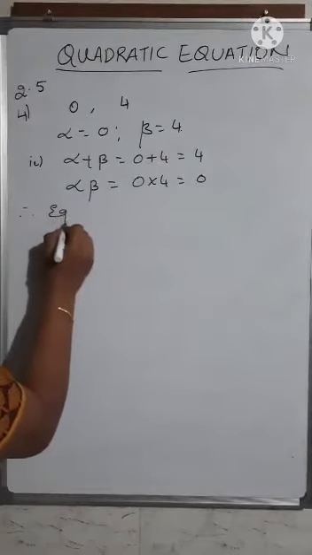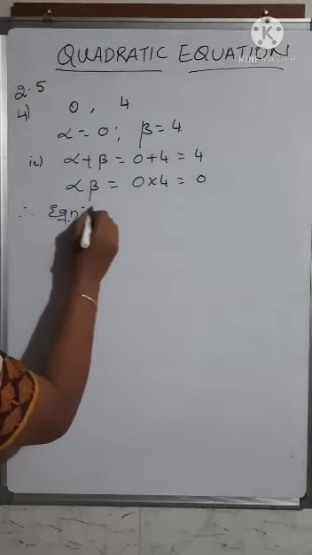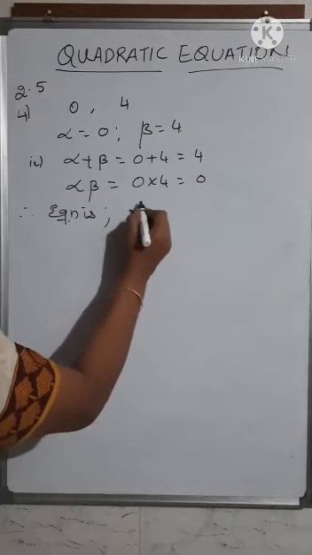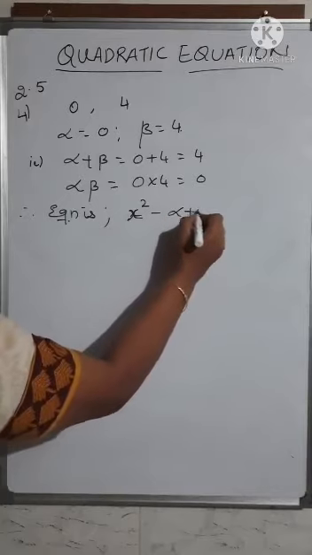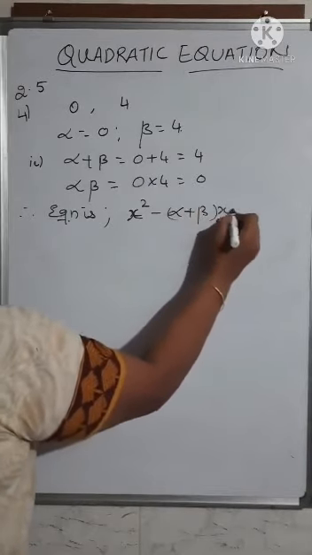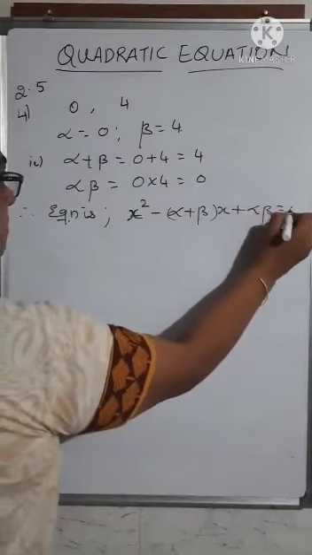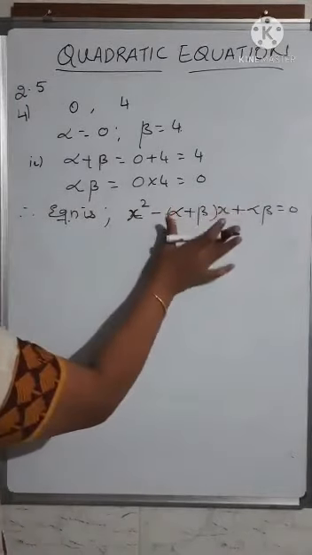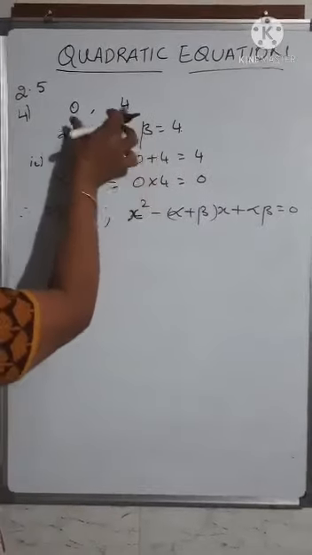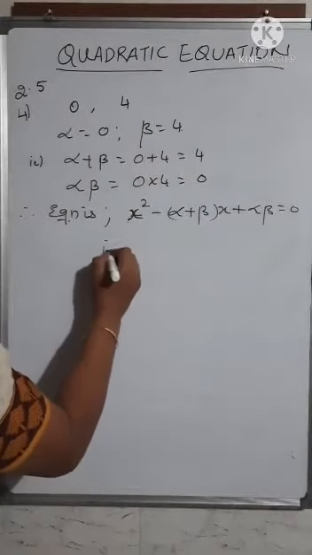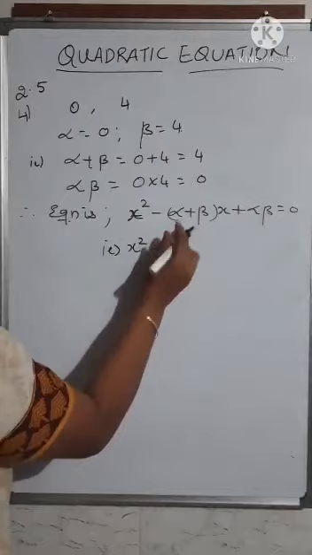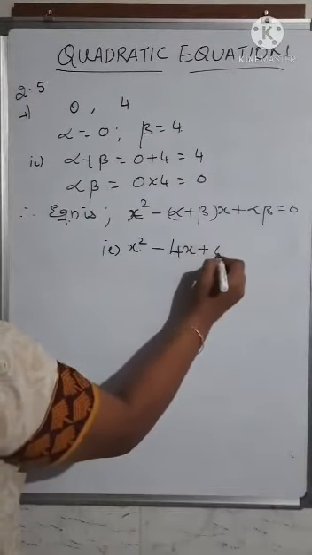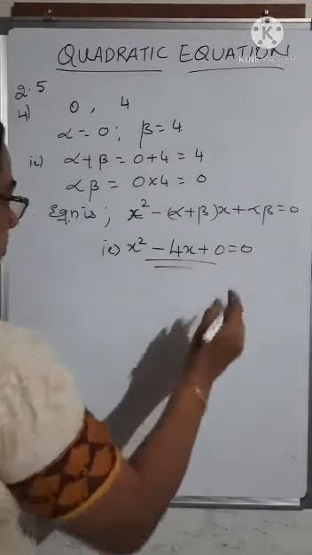Therefore, the equation is, first you write the original one, x square minus alpha plus beta into x plus alpha into beta. This one, like a formula, you can learn and keep it, because this is the standard form for all the problems where roots are given. So you get x square minus alpha plus beta, which is 4x, and alpha into beta is 0. So this will be your quadratic equation.